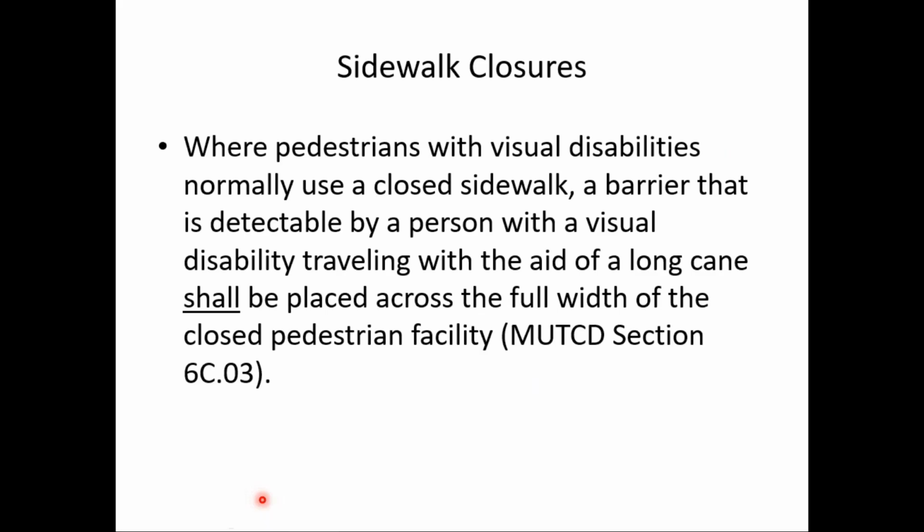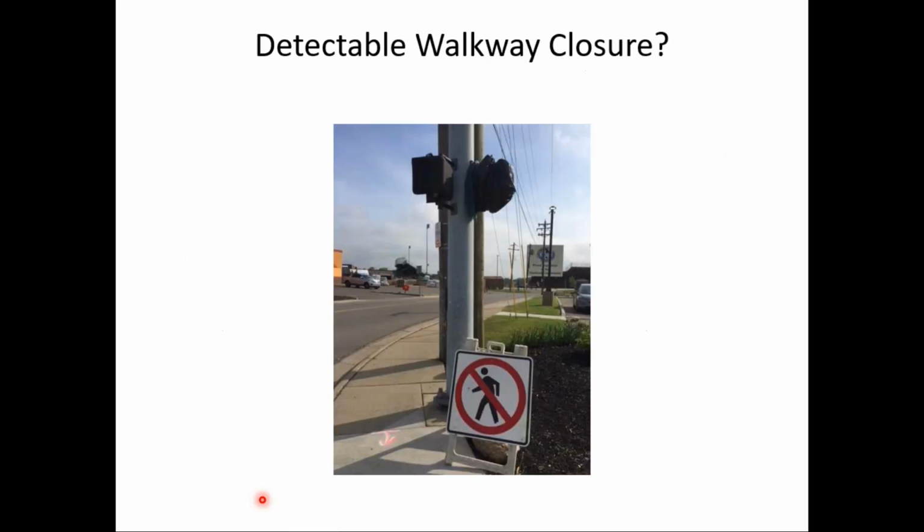But notice what the MUTCD says. Where pedestrians with visual disabilities normally use a closed sidewalk, a barrier that is detectable by a person with a visual disability traveling with the aid of a long cane shall be placed across the full width of the closed pedestrian facility. So having a detectable barrier across the full width of the sidewalk is a requirement under the MUTCD.